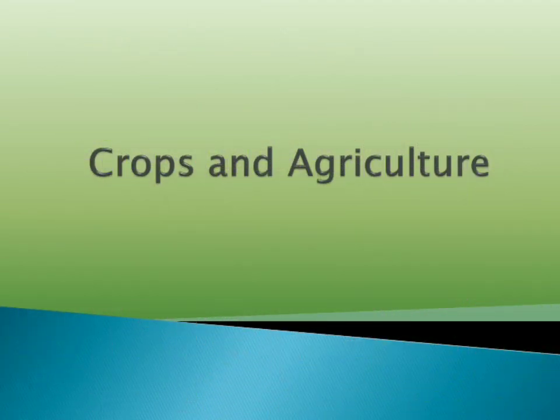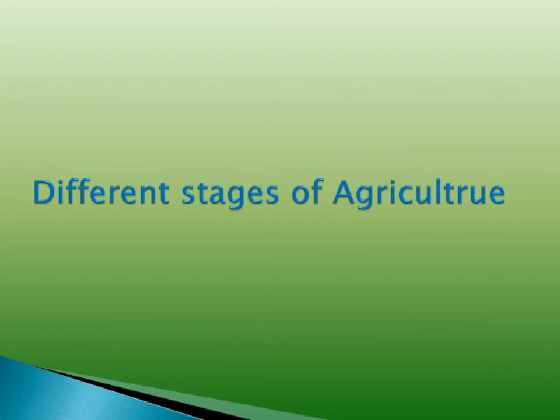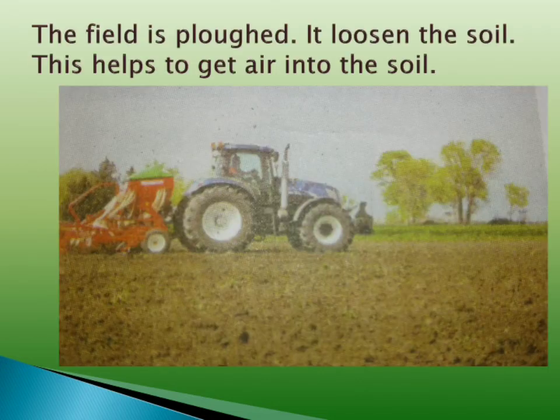Then crops and agriculture. Okay, plants that are grown in large quantities to provide food and other useful substances are called crops. Okay, so this practice of growing large quantities of plants for food and other purposes is called agriculture. Okay, there are different stages of agriculture. Now one by one we will see with the example.